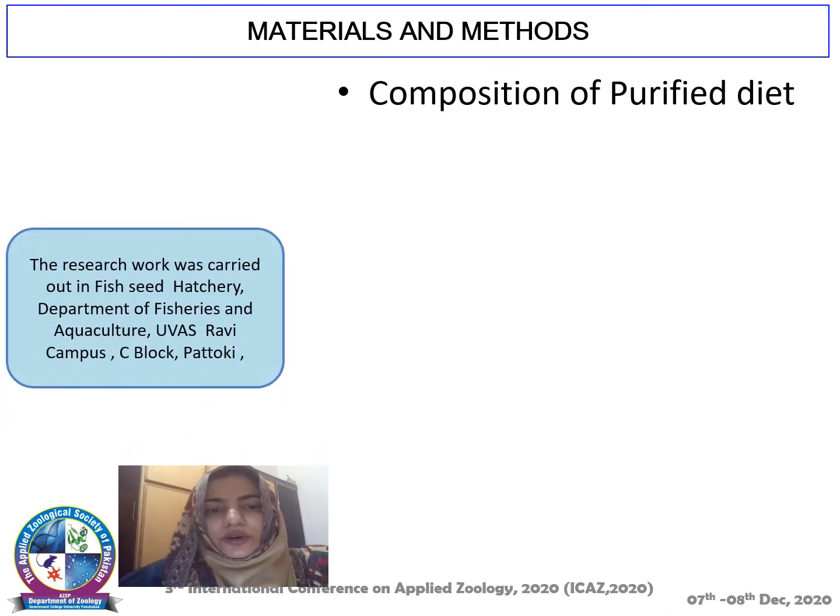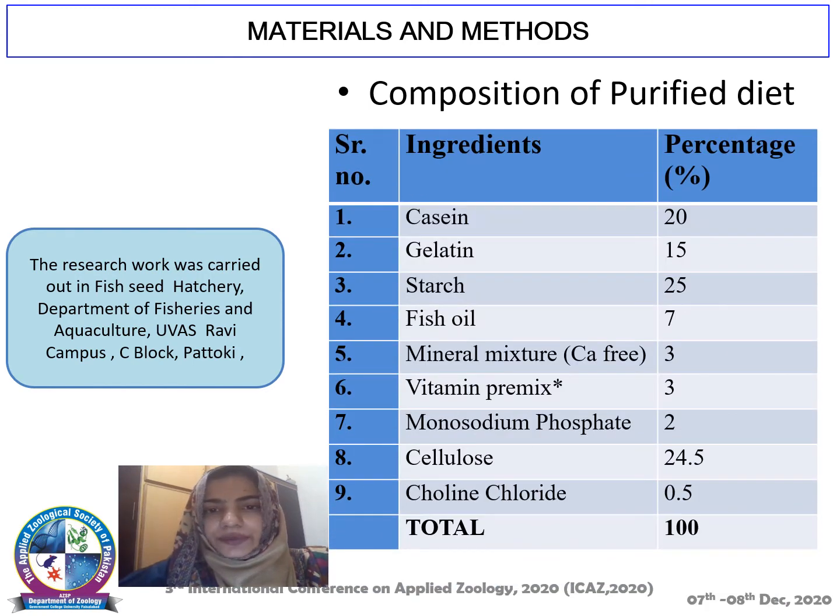The research work was carried out in the Fish Seed Hatchery, Department of Fisheries and Aquaculture, UAS, Ravi Campus, Pattoki. The main ingredients of the purified diet include casein, gelatin, starch, fish oil, mineral mixture which is calcium free, vitamin premix, monosodium phosphate, cellulose, and choline chloride, and the total percentage is 100.